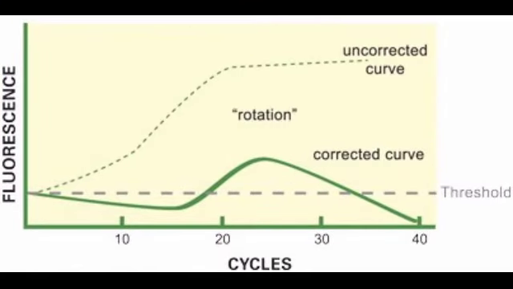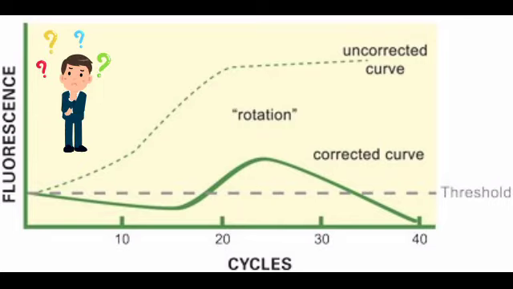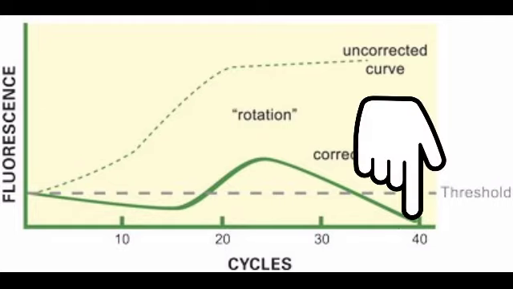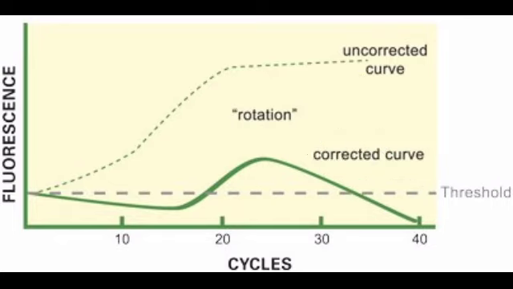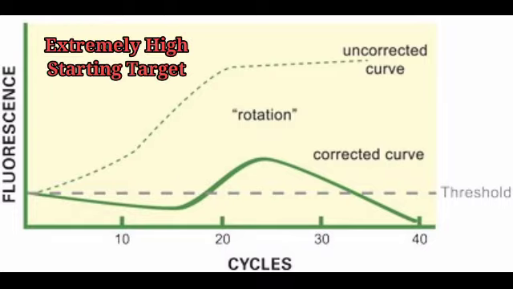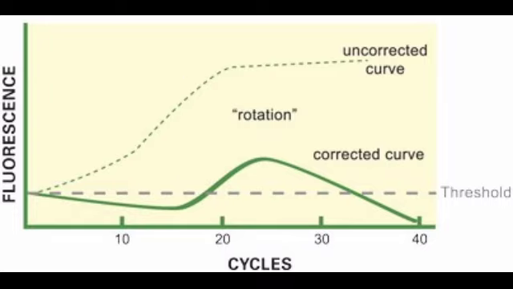Now if we see this curve, this looks bizarre, but it is not an infrequent observation to get this type of curve in real-time PCR assays. While this curve ends up below the CT threshold and one might be tempted to call the reaction negative, in fact the exact opposite is true. The curve is arising due to an extremely high starting target template concentration.